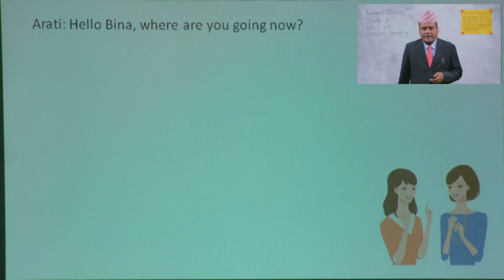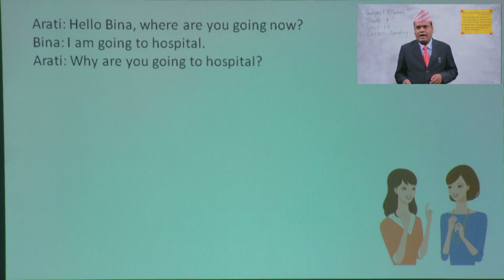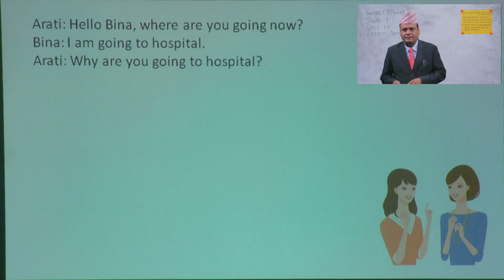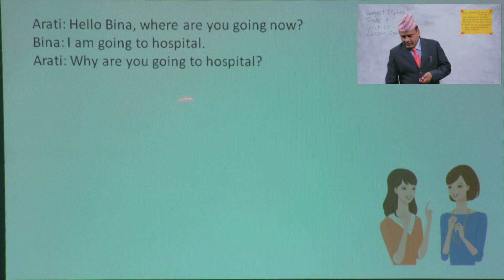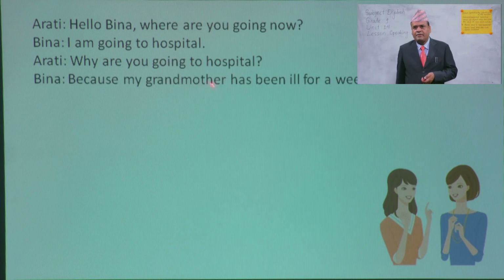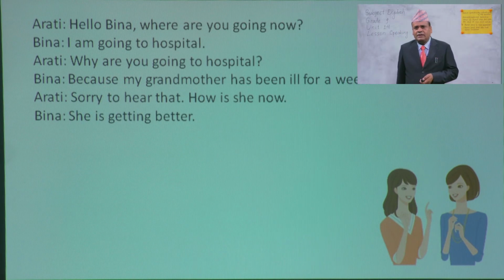Arati: Hello, Bina. Where are you going now? Bina: I'm going to hospital. Arati: Okay. And why are you going to hospital? Bina: Because my grandmother has been ill for a week. Arati: Sorry to hear that. How is she? Bina: She's getting better. You see the response. Live talk.